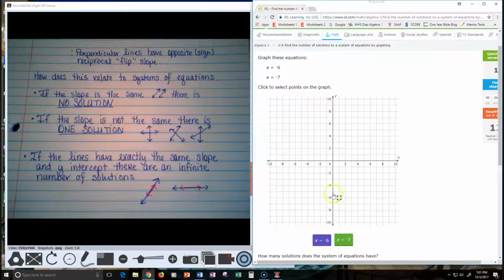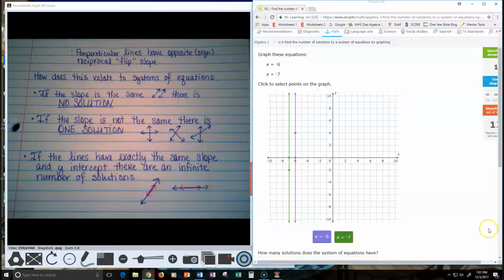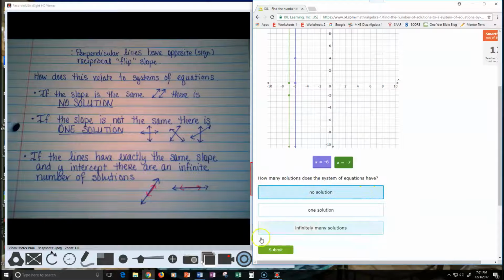So here we have x is equal to -6, so we know that is a vertical line. Let's put our line there. And x is equal to -7. Well, they're parallel to each other because they run right alongside of each other. So this has no solution.